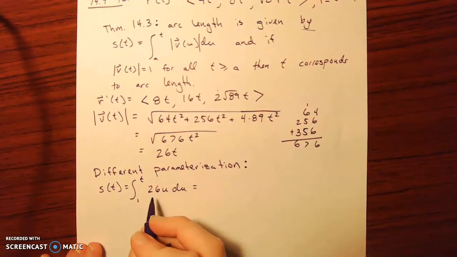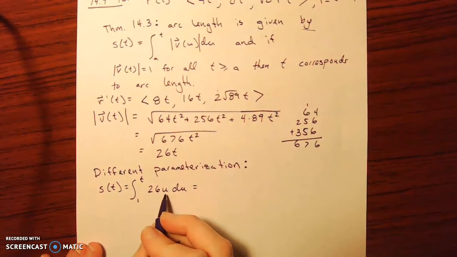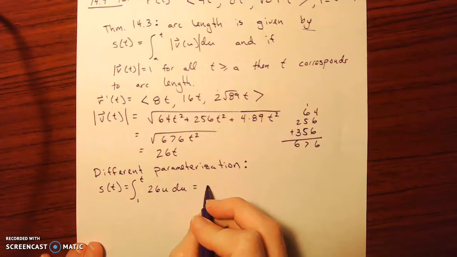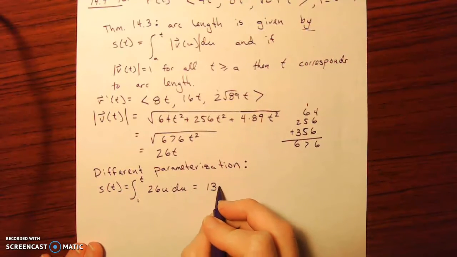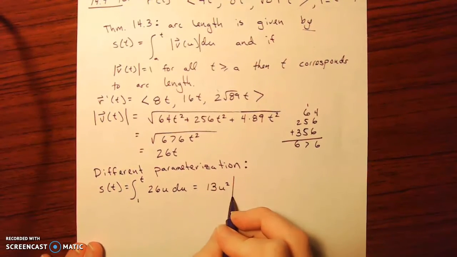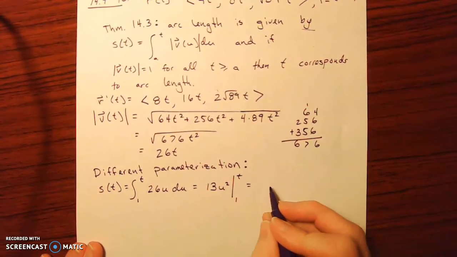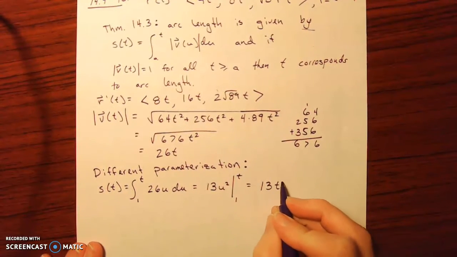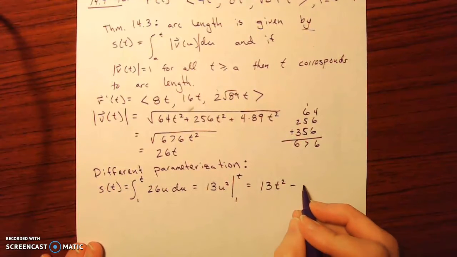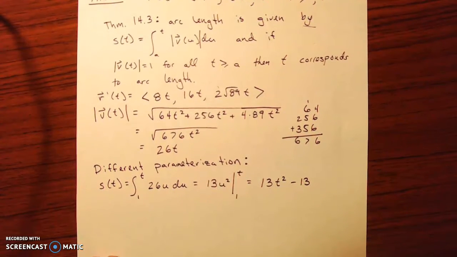All right, so the antiderivative of 26u is going to be 13u squared evaluated from 1 to t. So we'll get 13t squared minus 13 times 1, which is 13. Okay, so our arc length, s of t, is 13t squared minus 13.